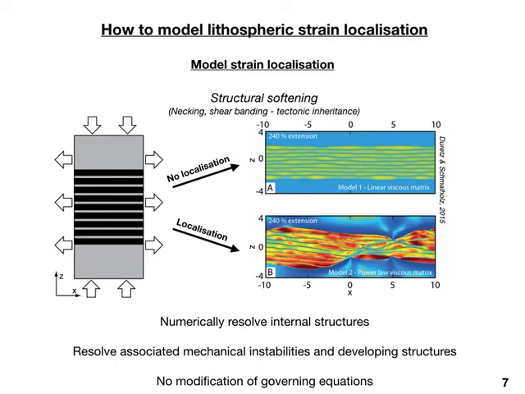So consider this layered material which will undergo layer parallel extension. At the top right corner, you have a model in which the layers have a power law rheology while the matrix has a linear viscous rheology. In this case, no shear band develops. In the lower panel, both the layers and the matrix have a power law viscous rheology. You see here the development of prominent low-angle shear bands. So the mechanism of structural softening can predict or not the occurrence of strain localization.